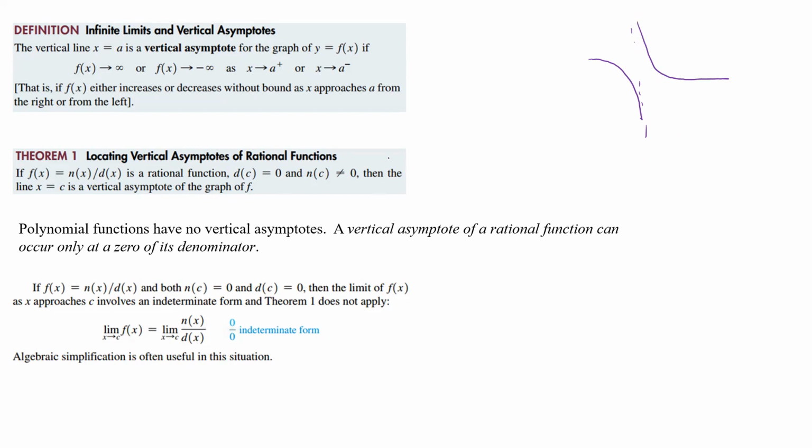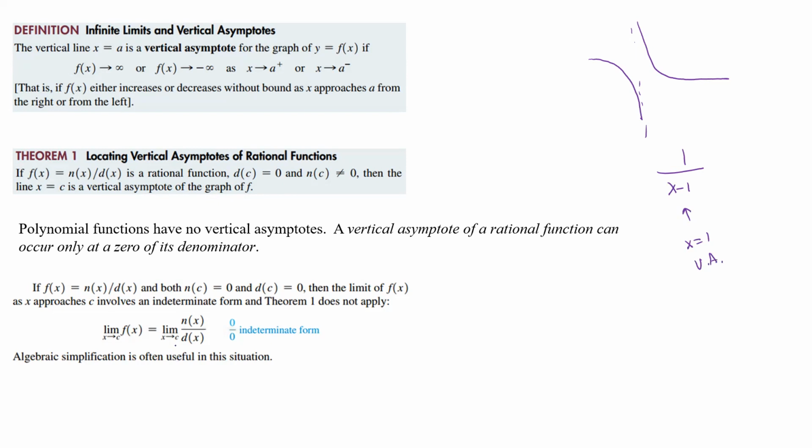Now, locating vertical asymptotes of rational functions. If f of x is equal to n of x over d of x, and it's a rational function, d of c equals 0, and n of c is not equal to 0, then the line x equals c is a vertical asymptote of the graph. Okay, so wherever d of c is equal to 0, that's going to be a vertical asymptote. Now, polynomial functions have no vertical asymptotes. So a vertical asymptote of a rational function only occurs where 0 is in the denominator. So, like we had that 1 over x minus 1, well, at x equals 1, that was our vertical asymptote.